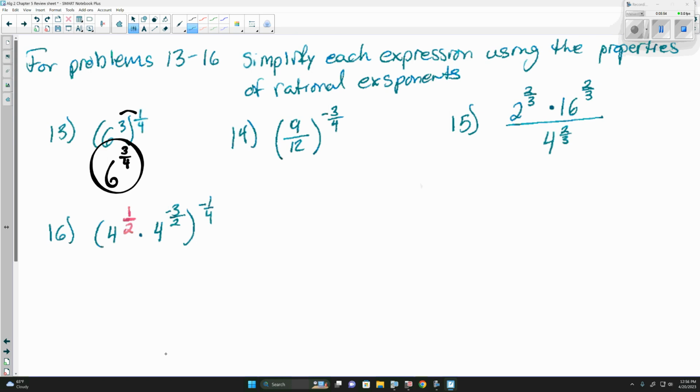So this one here has a negative exponent. Most likely it's not going to simplify, so there's no point in plugging it in. Well, 9/12 will reduce, won't it? To 3/4.